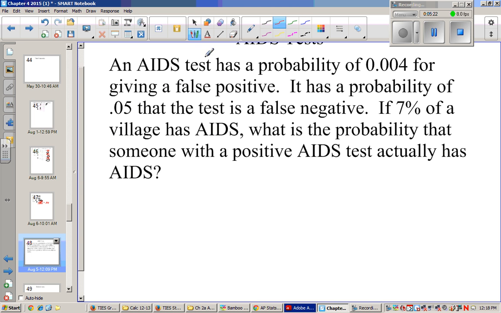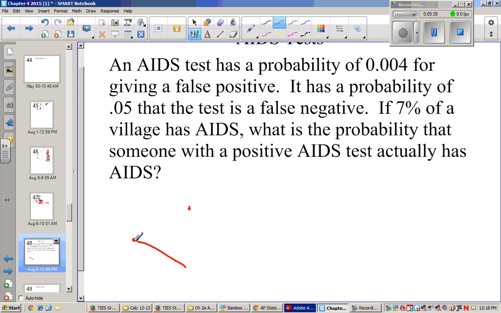There's a lot of question about this because if you get a positive result, that's meaning that the test says you have AIDS, you don't want to tell them unless you feel pretty confident that they actually have AIDS. So let's take a look at this.